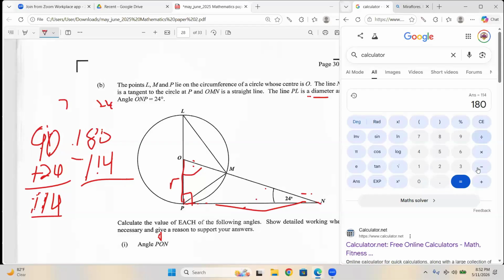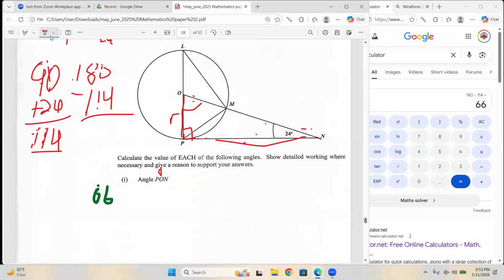Well, I hope all the times I keep getting disconnected mean something good for tomorrow, because I don't get this. Okay, what was I doing? 180, take away 114.